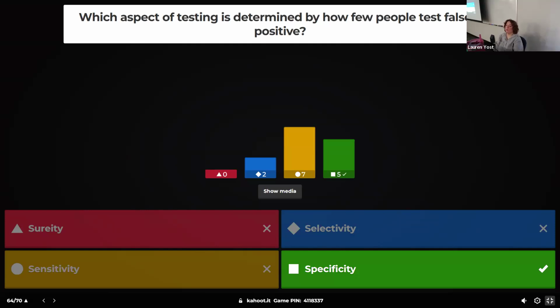Okay. So remember, false negative means that you tested negative when you were actually positive. False positive means you tested positive, but you were actually negative. So you take a drug test today and you test positive for methamphetamine when you took Sudafed, not meth. That would be a false positive. Okay. It's not a very specific test. We good?